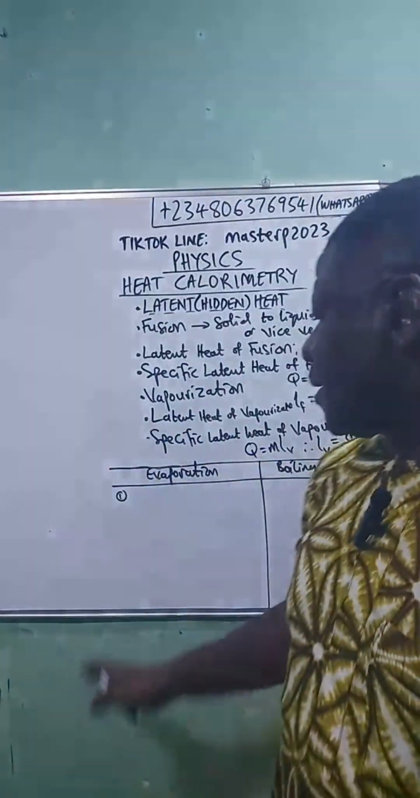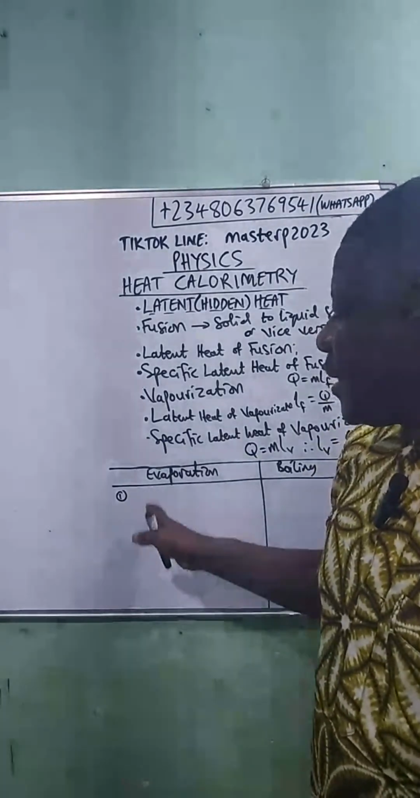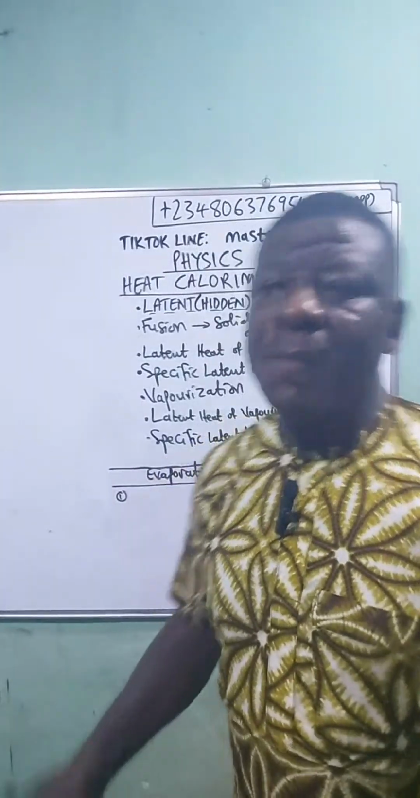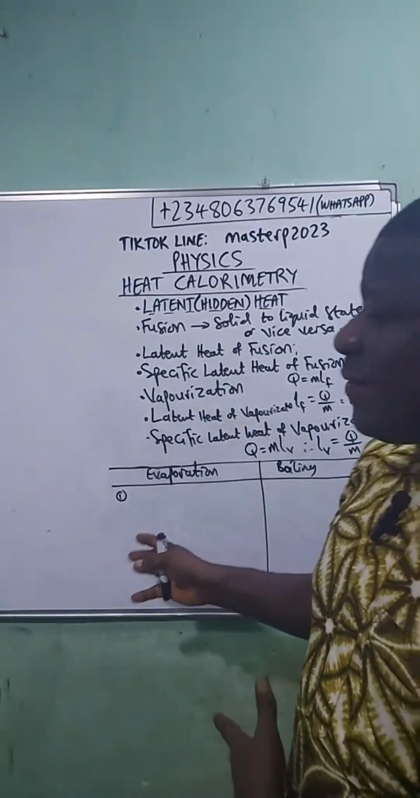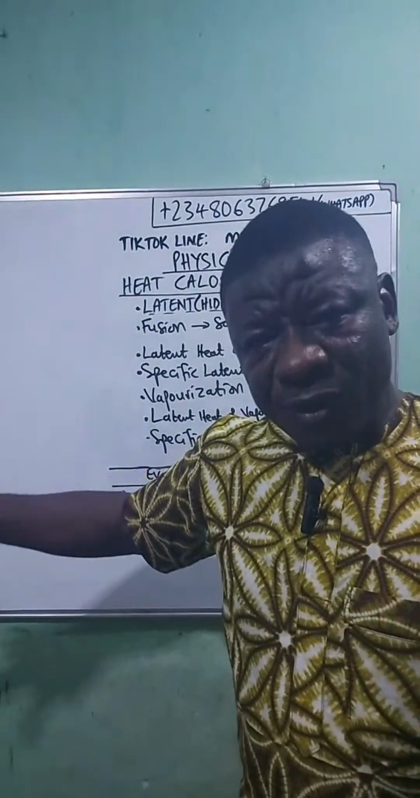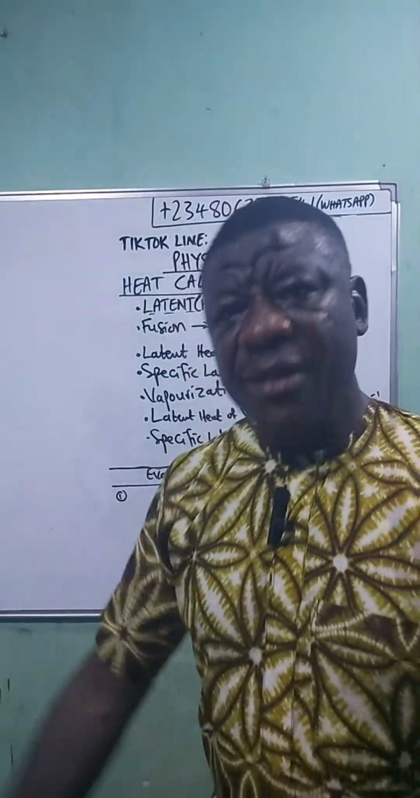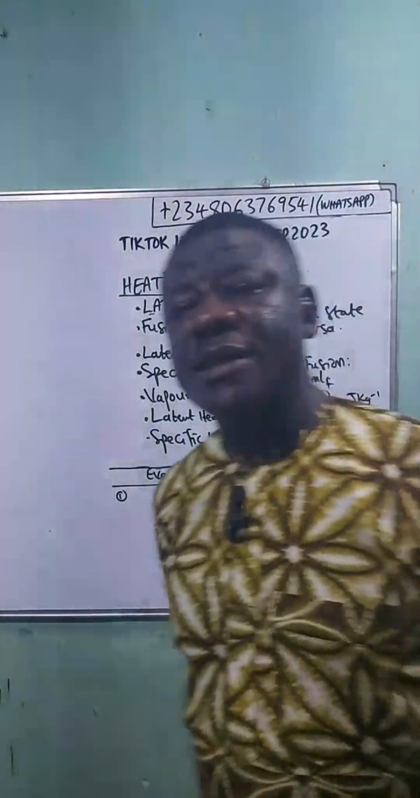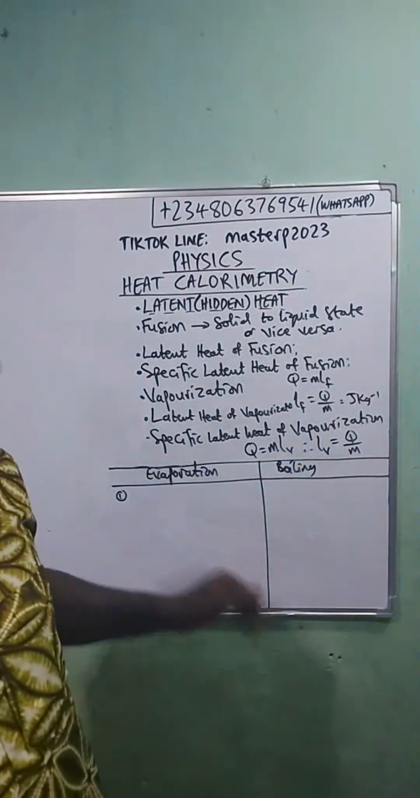So that's it. Then evaporation depends on what? Surface area. But boiling does not depend on surface area. Because in evaporation, the larger the surface area, the faster is the rate of evaporation. But boiling does not depend on that.